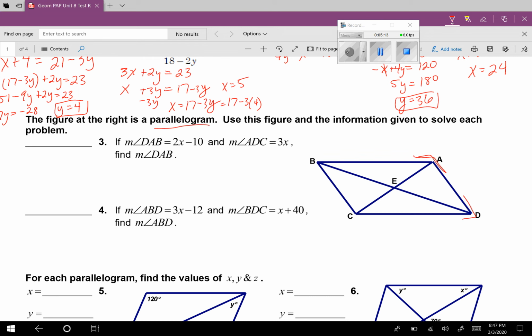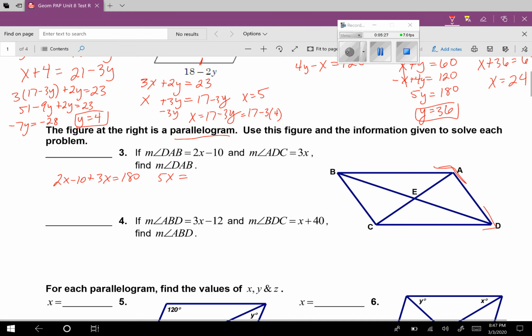Okay, well, they're consecutive angles, so they should add to 180. So 2x minus 10 plus 3x equals 180. So 5x, I'm going to move this minus 10 over here, equal to 190. So 190 divided by 5. So x is 38. Now DAB we have to plug in. So you have to do 2 times 38 minus 10. And so it's going to be 66.